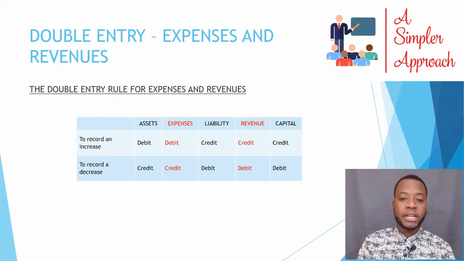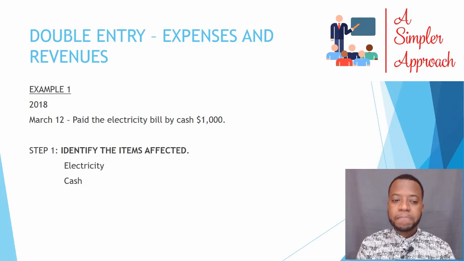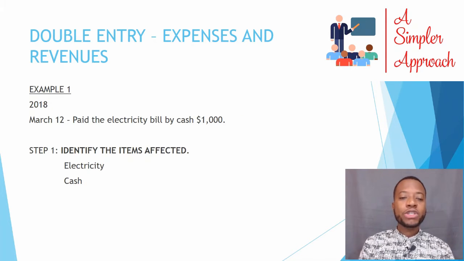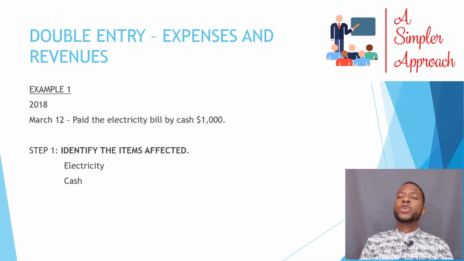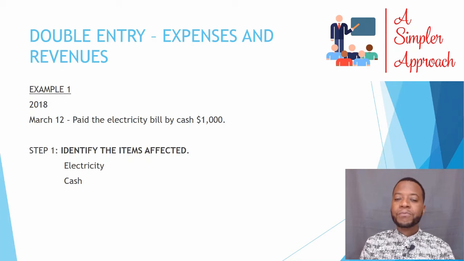Alright, so first example. Paid the electricity bill by cash, $1,000. Simple, easy. Now, what are the two items affected? What did I pay for? The electricity bill. That's the first item affected. How did I pay for it? By cash. That's the second item affected.